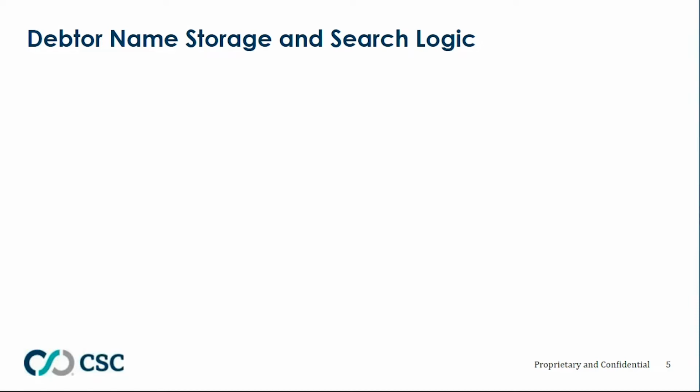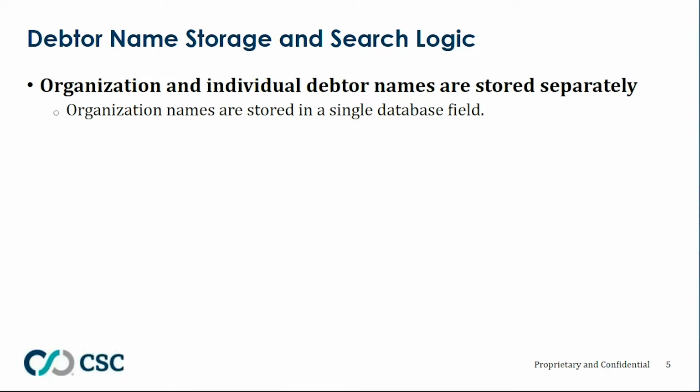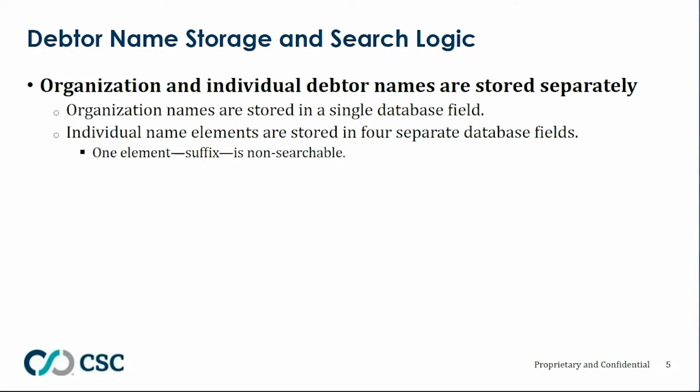Another important thing to understand has to do with how debtor names are processed in the index. Individual and organizational debtor names are generally stored separately in different fields of the index. Organization names are stored in one single field for the organization name. Individual debtor names are stored in 4 separate database fields, one for each component of the name. 3 of those are searchable, 1 is not, the suffix. The suffix is a non-searchable field. That's where you put things like junior, senior, things like that. But the first name, middle name, and last name of an individual are all searchable.